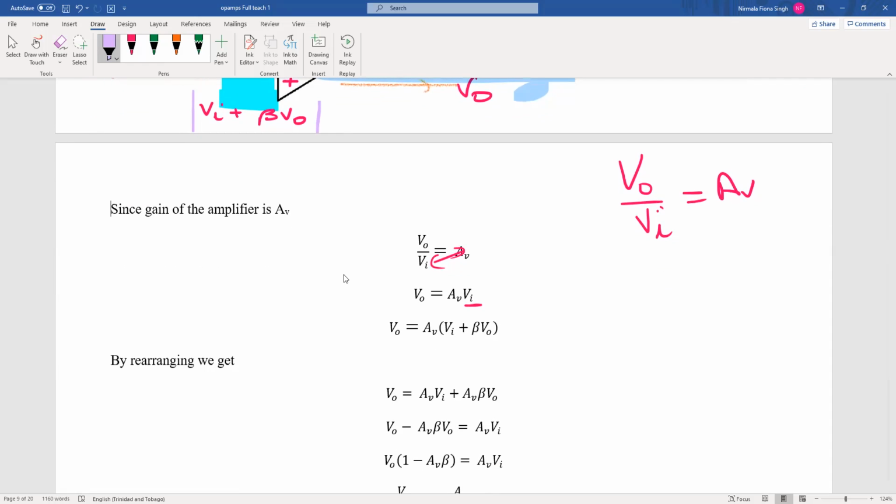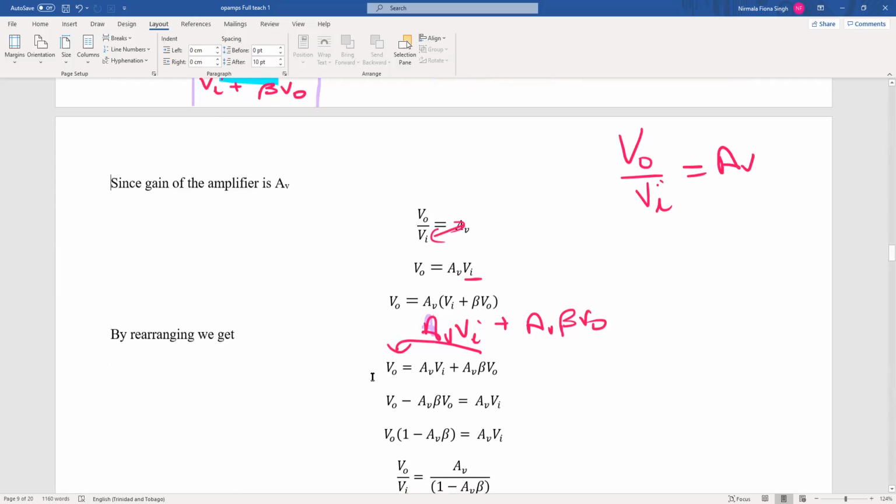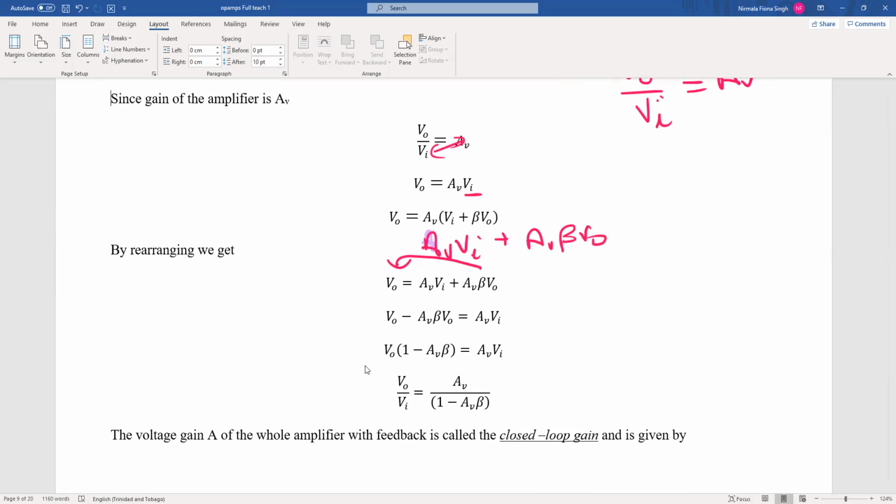Rearranging, we expand and simplify, so you can get Vo = AV Vi + AV beta Vo. Let's expand, right? Let's put all the Vo terms on one side. So you're going to get Vo minus AV beta Vo is equal to AV Vi. Factorize out the Vo: Vo times (1 minus AV beta) is equal to AV Vi.